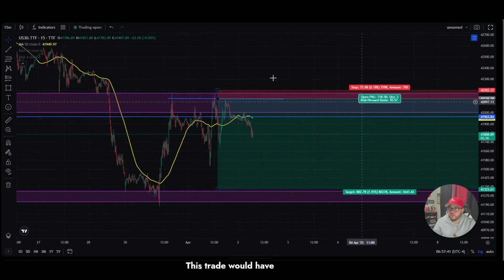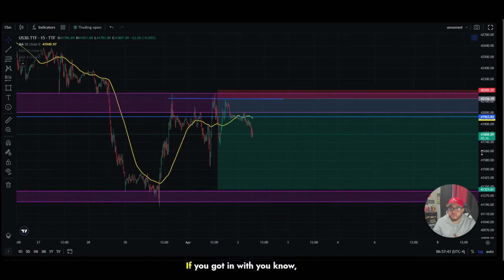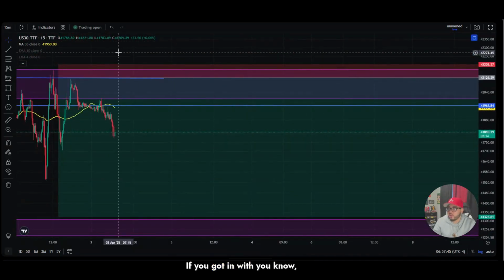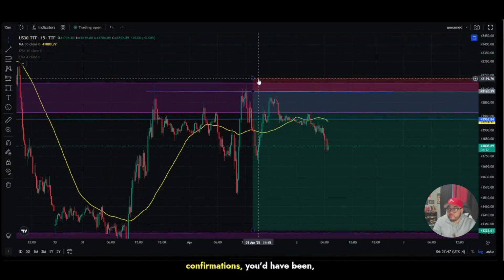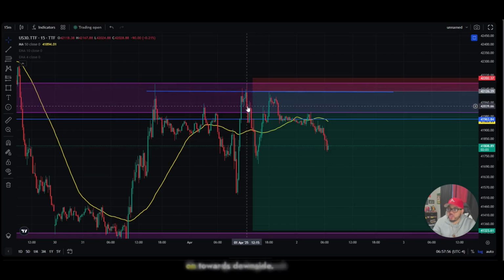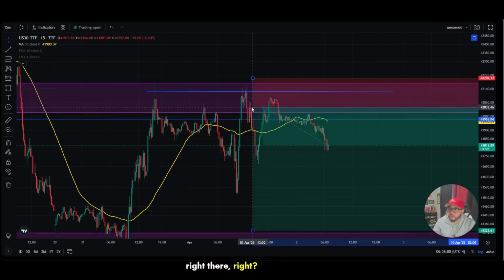Let me see here. This trade would have been a 75 pip risk if you got in waiting for those candlestick confirmations. You'd have been good, man. So for example, what I mean by it, we got some right here. Then we got a huge push towards the downside. We got a little bit of consolidation right here. You could have got in right there, right?